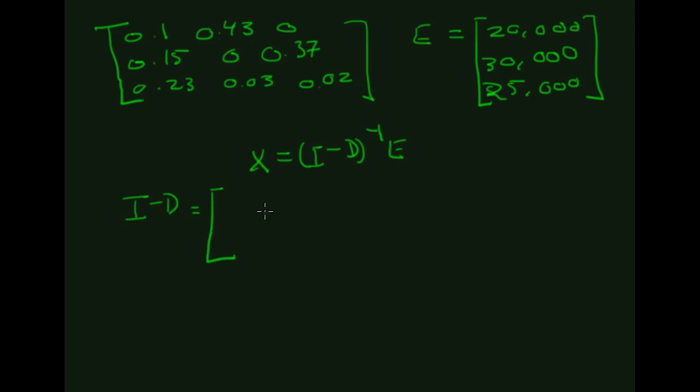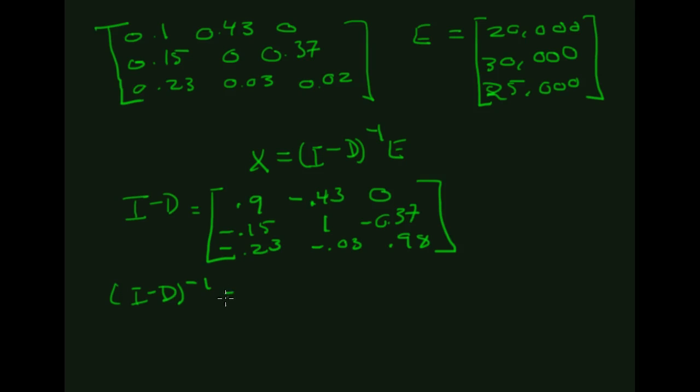So the first thing I need is the identity minus d. Let's see, that's going to be 1 minus 0.1, which is 0.9, 0 minus 0.43 is negative 0.43, 0 minus 0 is 0, negative 0.15, 1, negative 0.37, negative 0.23, negative 0.03, and 1 minus 0.02 is 0.98.